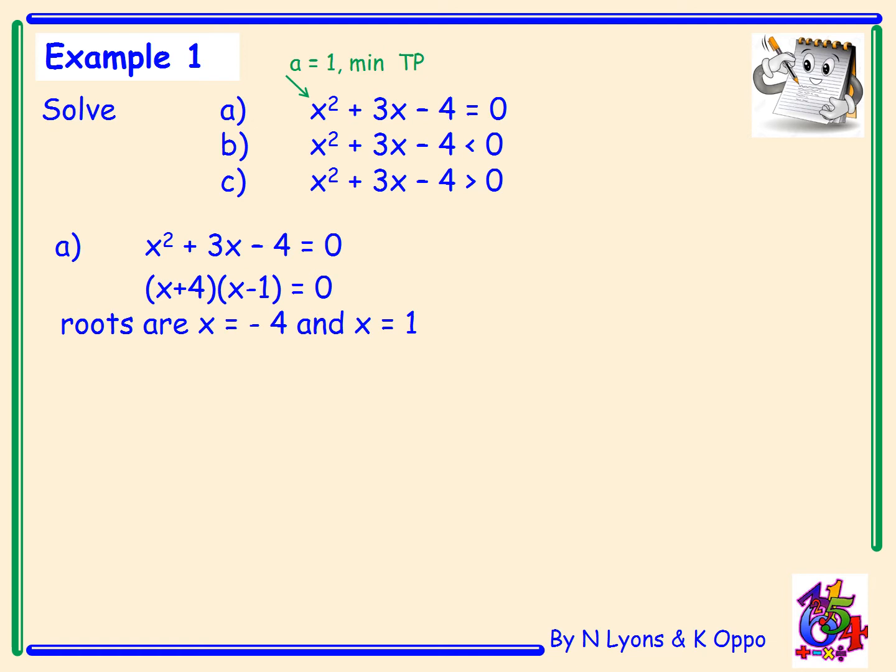Looking back at the first equation, the coefficient of x squared is 1. So a is 1, it's positive, it's going to give me a minimum turning point. Other information we have there is that c equals minus 4. That's the y-intercept, which is going to be (0, -4). So it's cutting below the x-axis. That information can help us sketch the graph.